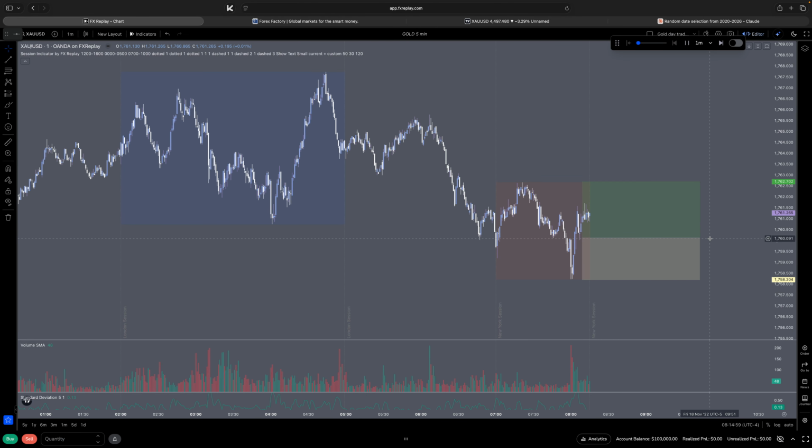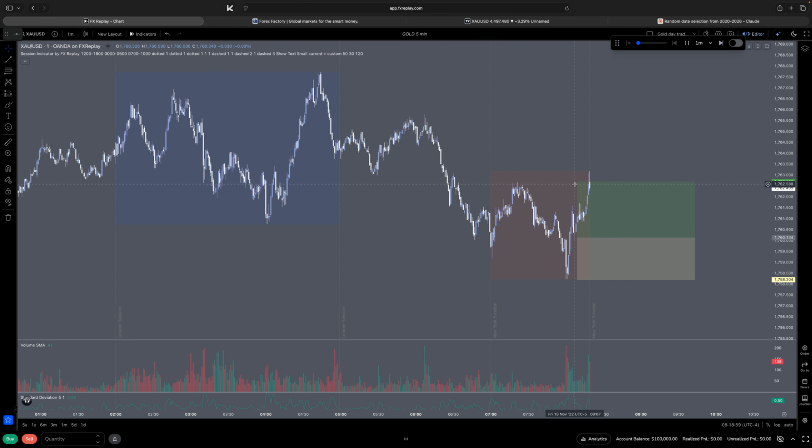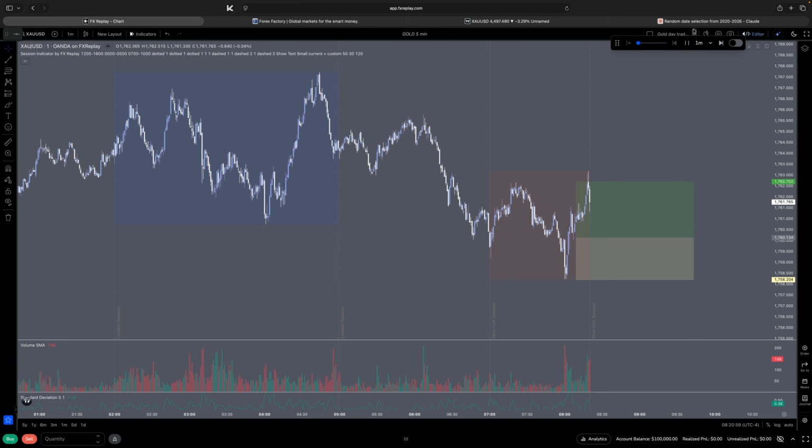Can move stops to break even if you want. Why not? Yeah, let's do it. Partials here, boom. You see that, boom. This is not hindsight. I'm literally showing this to you in real time.